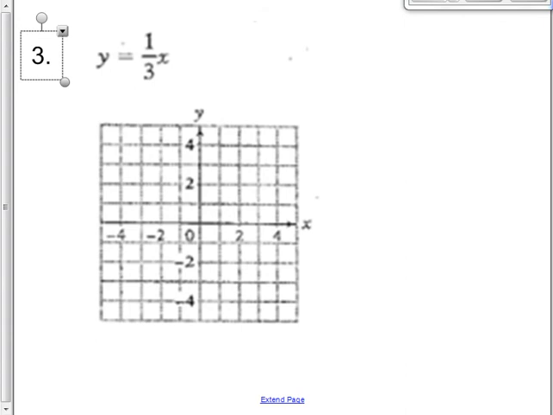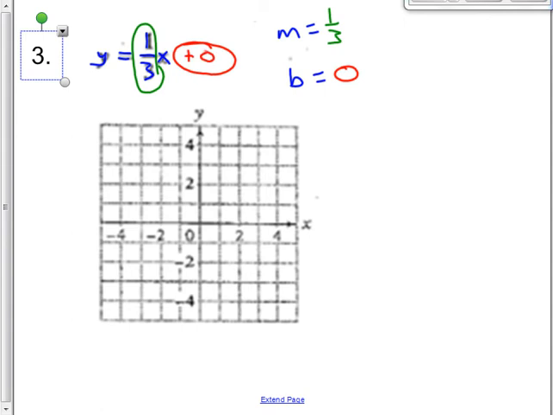This is y equals 1/3 x. I don't know why these came out so blurry here. So I want to find the m and the b, the slope and the y-intercept. The slope is the number that's in front of the x, and I want it to be a fraction. It already is a fraction, so that's good. The b is the constant at the end. If there's nothing at the end, then the constant is 0. I could put plus 0 on here because I'm not adding anything. So the y-intercept in this problem is 0.